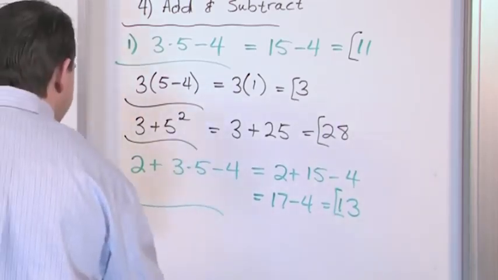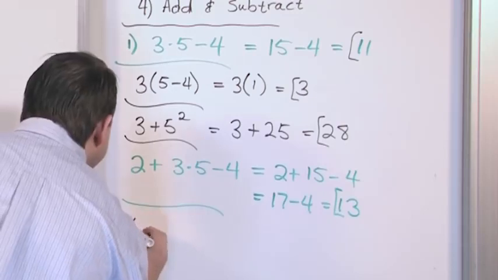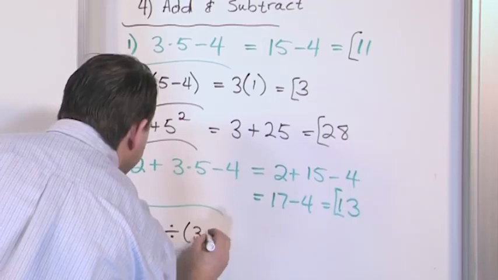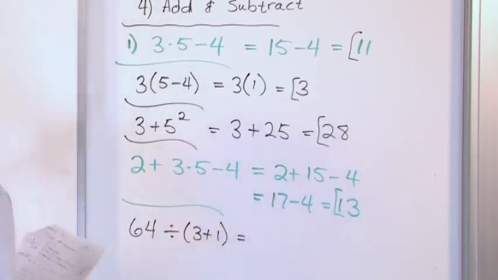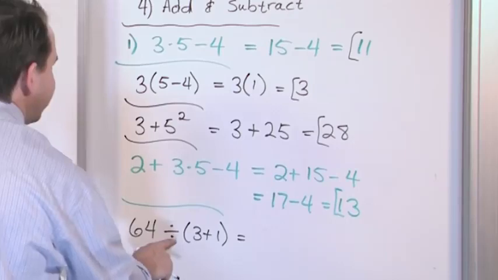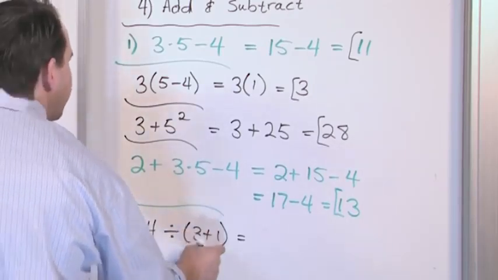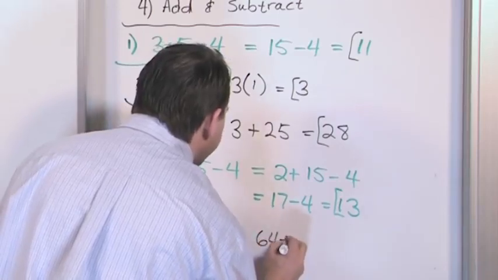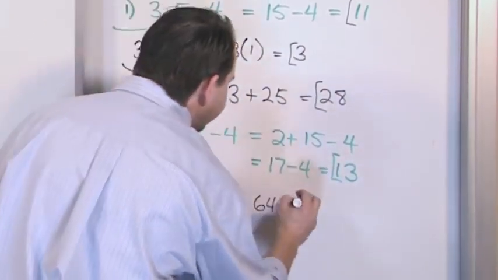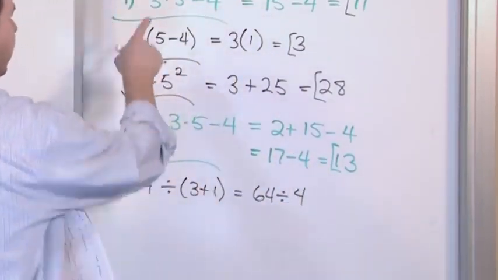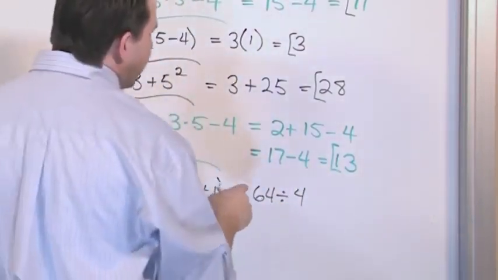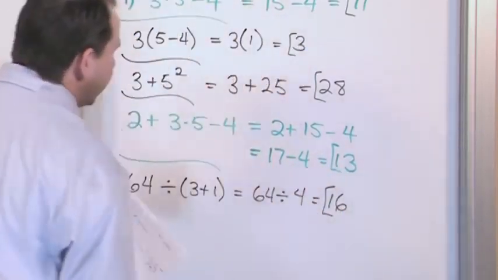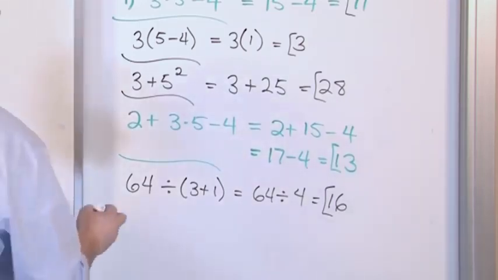All right, let's do another. Let's say we have 64 divided by parentheses 3 plus 1. How would we do that? Well, the first thing we do, we see this division. We might be tempted to do something with that first, but we see the parentheses first. We must do parentheses first. So 64 divided by, and what is 3 plus 1? 3 plus 1 is 4. Now I have a straight division problem. I can obviously do that. There's nothing left to do. 64 divided by 4 is going to give me 16. And that is the final answer.